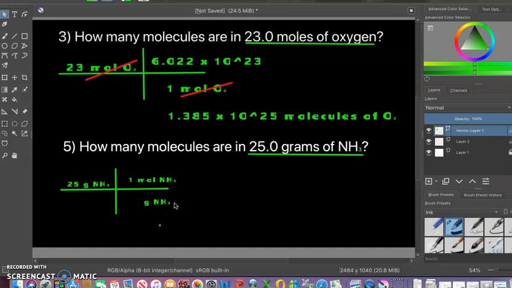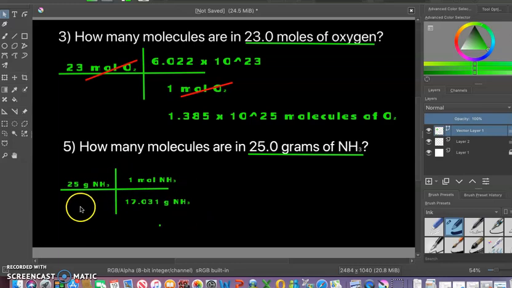And hydrogen's on our periodic table. That's 1.008. We have 3 hydrogen and we have 1 nitrogen. So if we have those, we can figure out our molar mass. Now we have the molar mass of NH3, which is ammonia. So we know there are 17.031 grams of ammonia in 1 mole of ammonia.